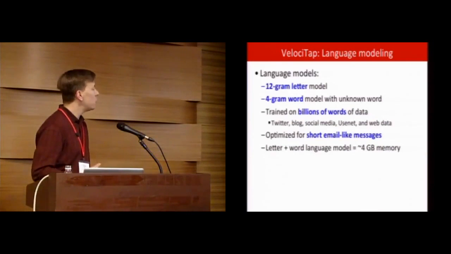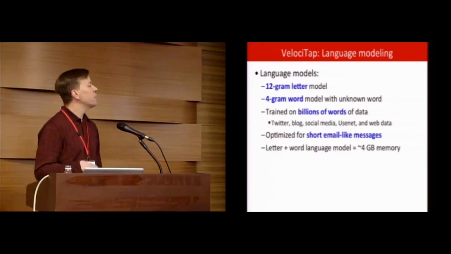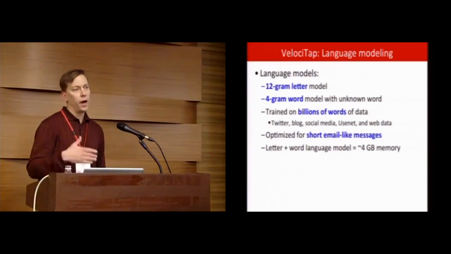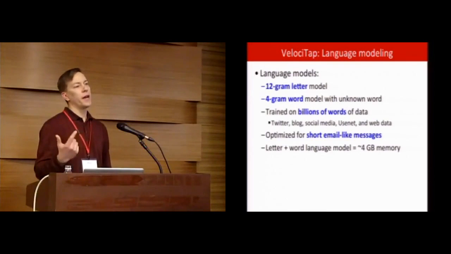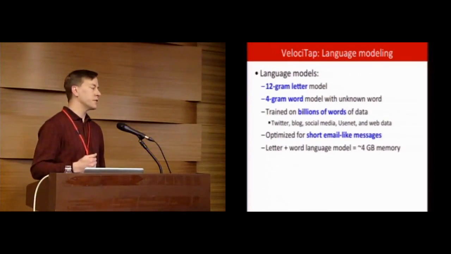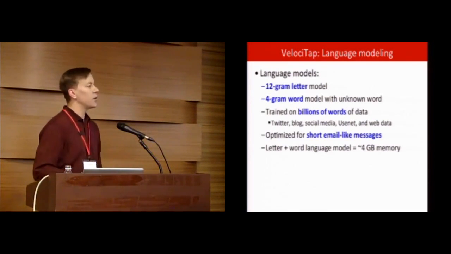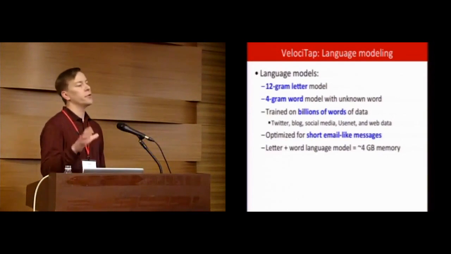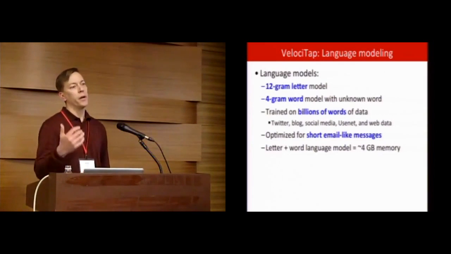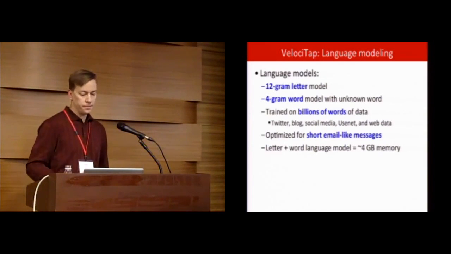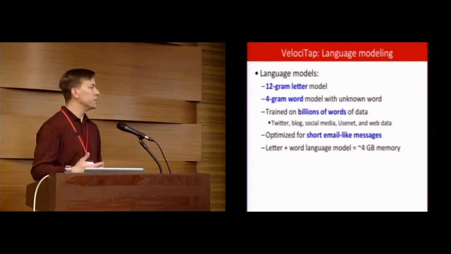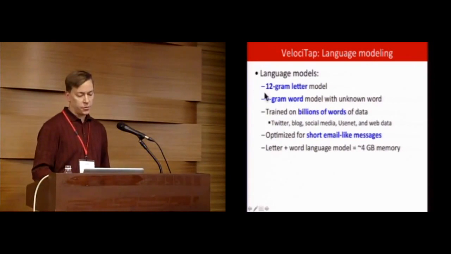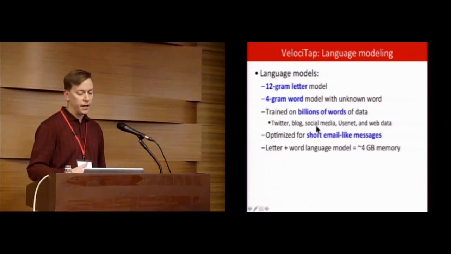So that's the first part of the model. Second part is the language model. We're going to use some pretty big language models. VelociTap uses both a character language model, so it's using a 12-gram. It bases the probability of the next character on the 11 previous characters. It's also making use of a word model. So every time VelociTap detects a word boundary, it's going to assess a probability of that word based on the 3 prior words. We're training this language model on billions of words of text from primarily found data sources, so things like Twitter, blog, social media.